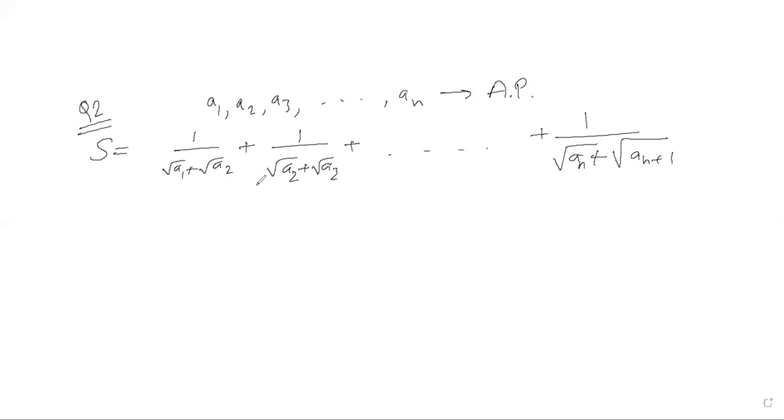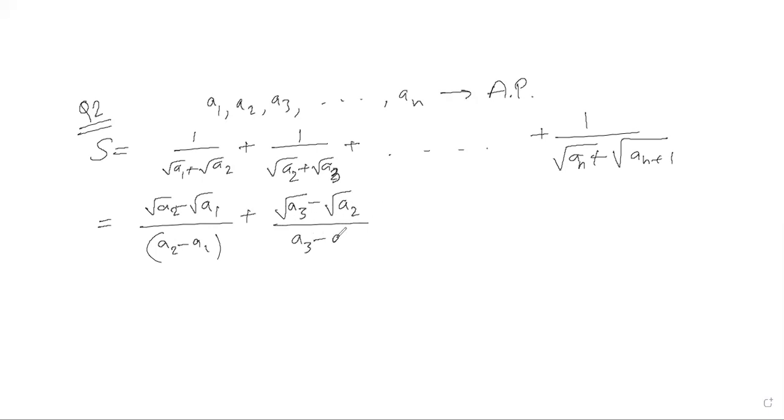Okay. So basically we are given irrational terms in the denominator. So what we will do is we will try to rationalize the terms. So in the first term, we multiply with root A2 minus root A1 in the numerator and denominator. So in the denominator, we will get the expression A2 minus A1. In the second term, we multiply with root A3 minus root A2 and rationalize. So therefore, in the denominator, we get A3 minus A2. And similarly, if we rationalize the last term, in the denominator we will get AN plus 1 minus AN. And in the numerator, we will get root of AN plus 1 minus root of AN.